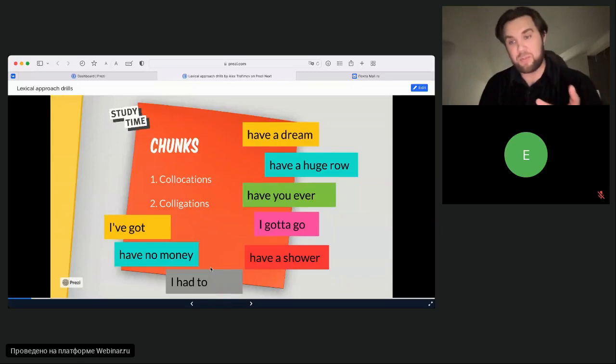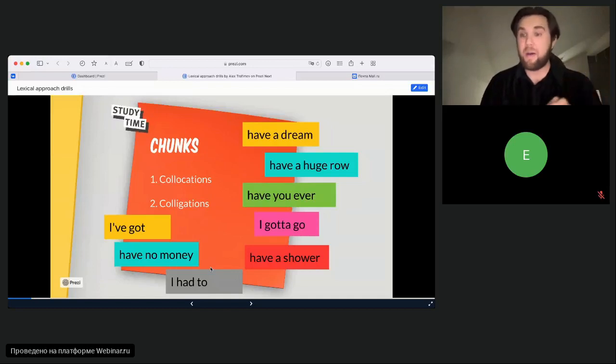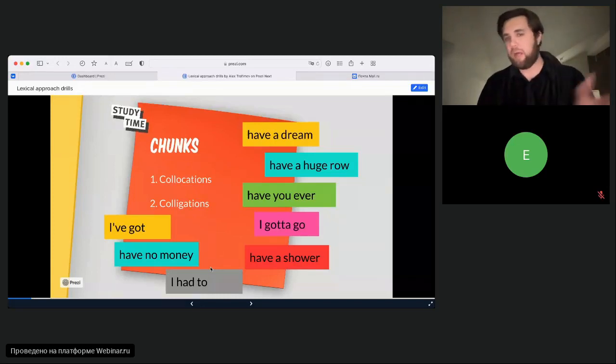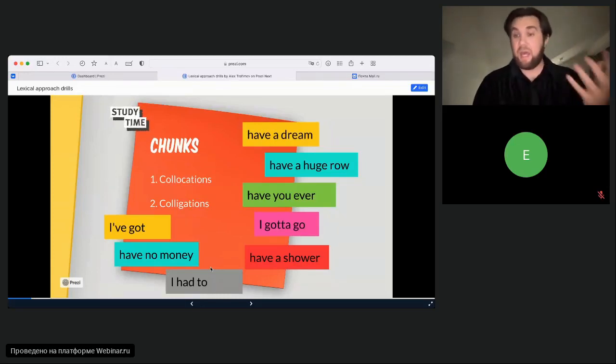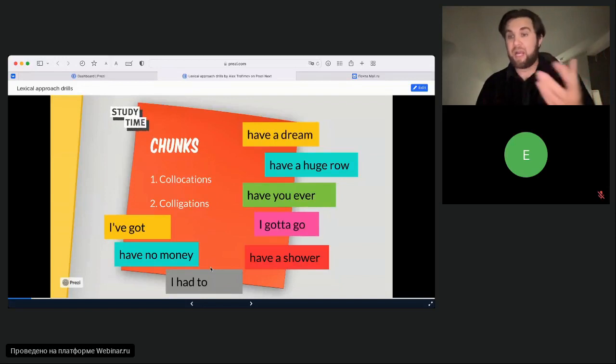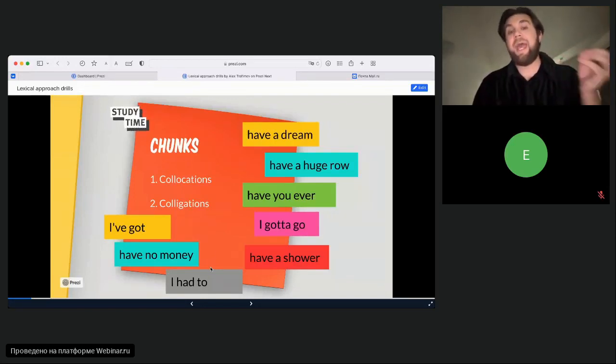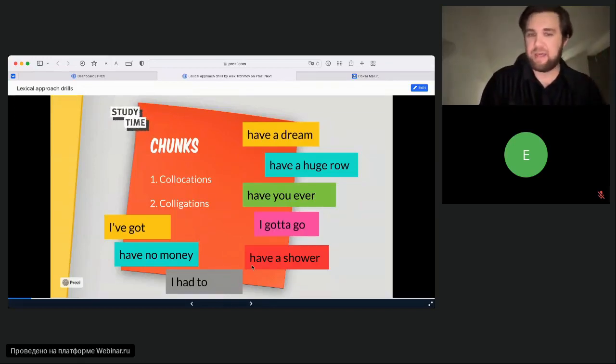So with these examples, I wanted to show you that actually we mostly see some of the grammar as vocabulary. And I'm really sure that you all drill with your students this, have you ever blah, blah, blah, have you ever something else. And with this exercise, we are actually working with have you ever as with vocabulary. And this is what lexical grammar is about.